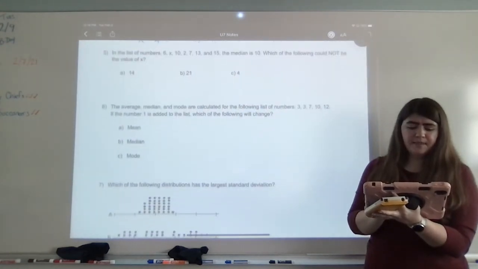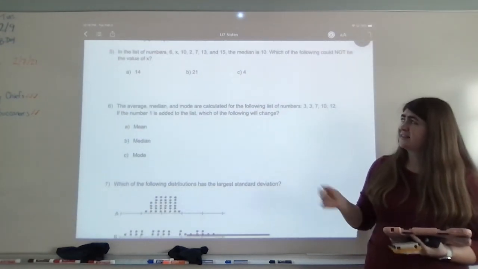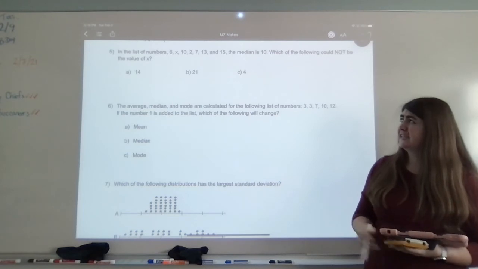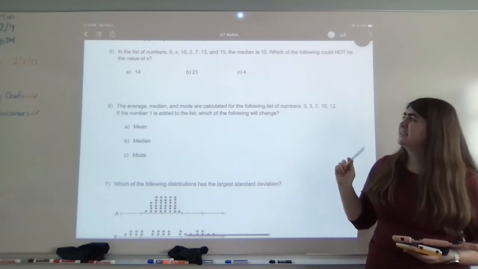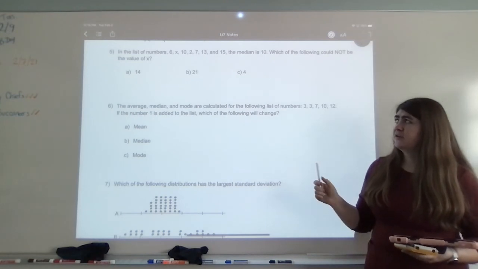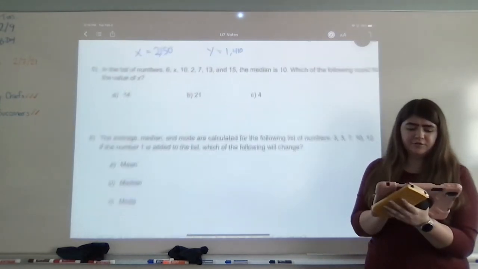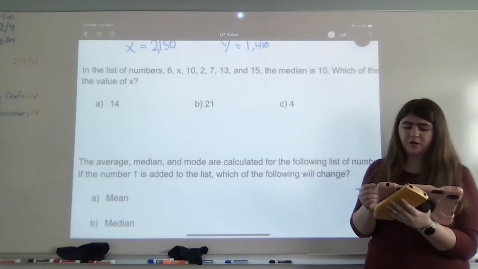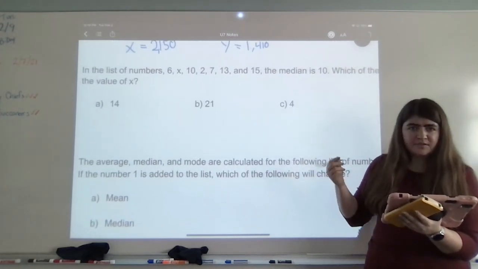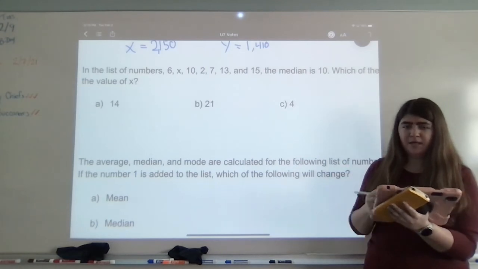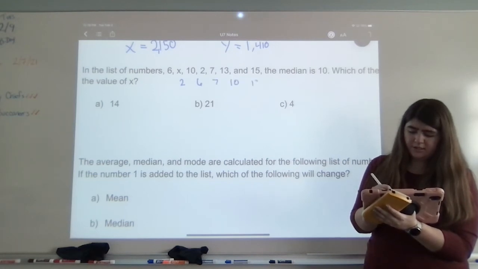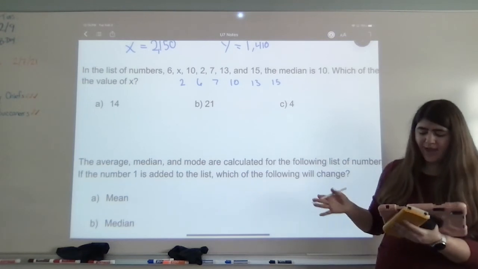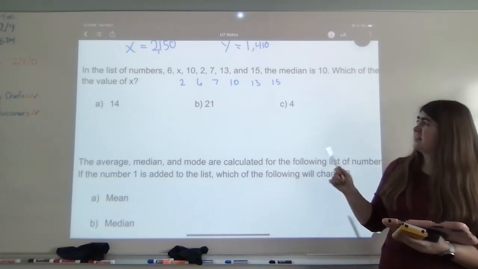Number 5: in the list of numbers 6x, 10, 20, 7, 13, and 15, the median is 10. Which of the following could not be the value of x? So we're trying to figure out the median. The first thing you're going to want to do is make sure these numbers are in order without x, and we'll figure out where x could or could not be. So I have 2, 6, 7, 10, 13, 15, and then we have x that needs to go in there somewhere, and it says that the median is 10.